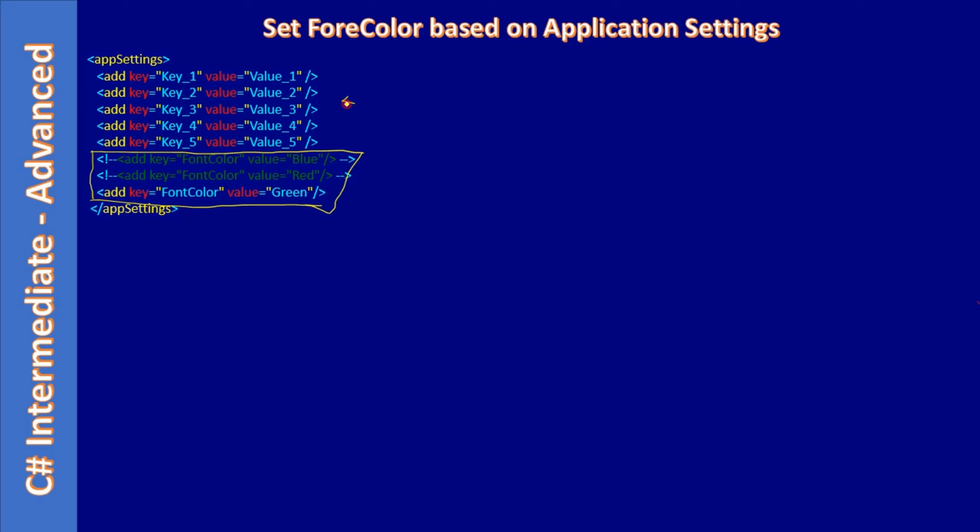You have to use an angle bracket, exclamation symbol, then two hyphens, write your settings, then end it like this. This way you can comment. And if you see here, the setting is for font color. So we provided some predefined settings, blue, red, and what is enabled right now is green font color. So this is how we are going to modify our app.config file.